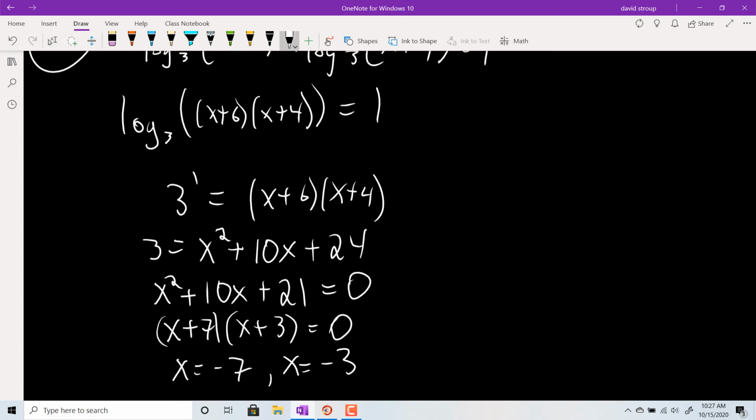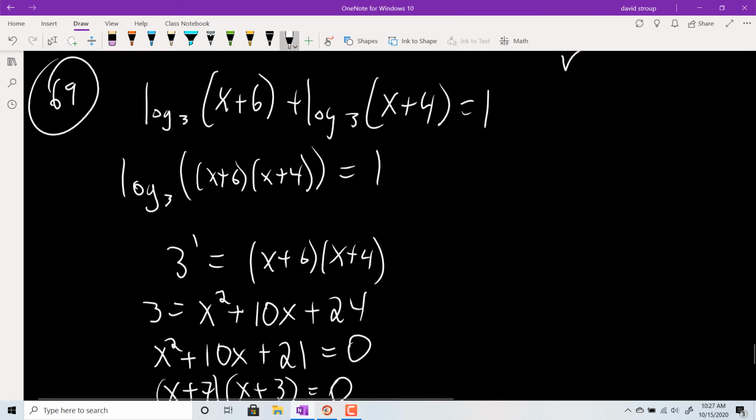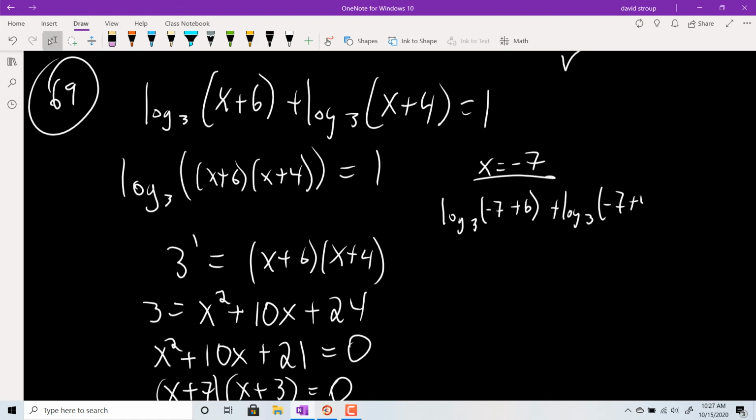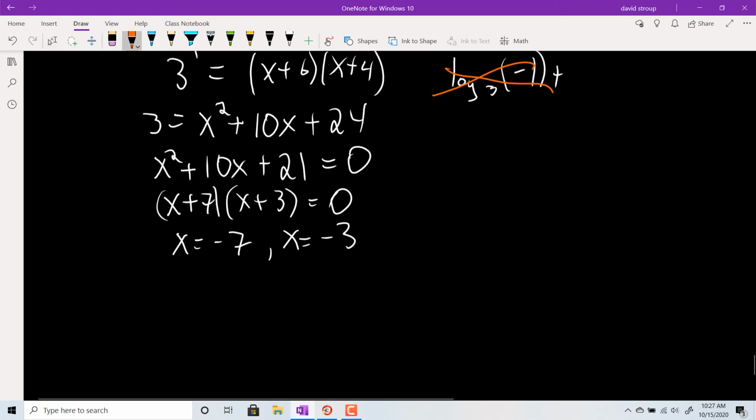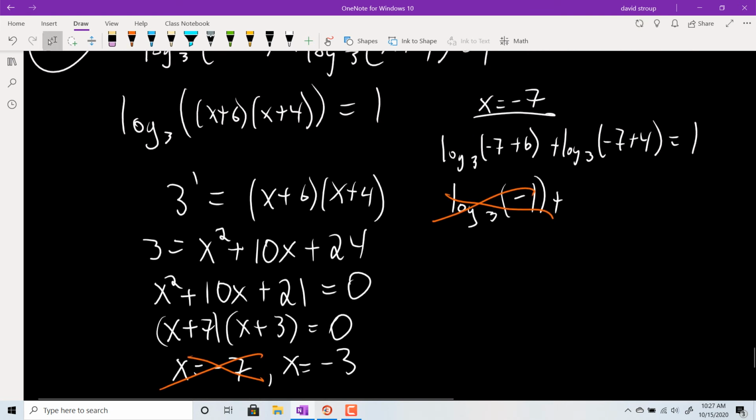So we think our solutions are -7 and -3. Okay, but we got to check those. We have to check them in the original equation. Let's try -7. Okay, so we'll have log base 3 of -7 plus 6 plus log base 3 of -7 plus 4. Simplifying, we see we can't have a negative result in a log. So as soon as you get a negative result like that, you're done. Okay, that will not work. No can do. And we have to throw out that solution. This guy doesn't work.